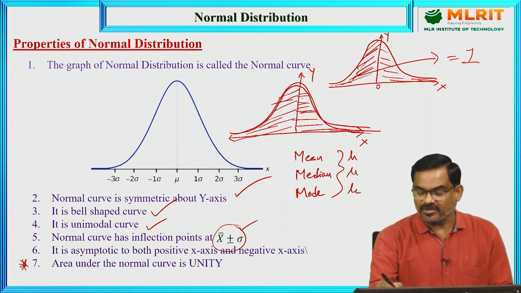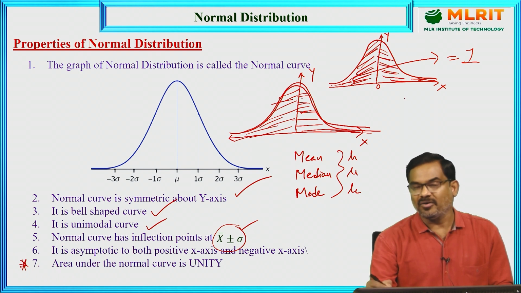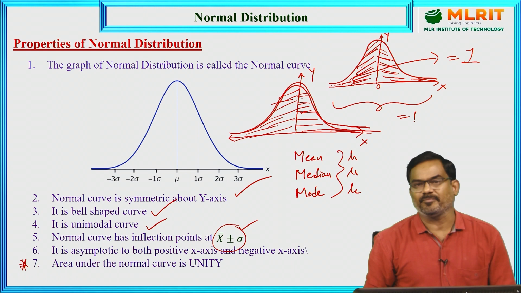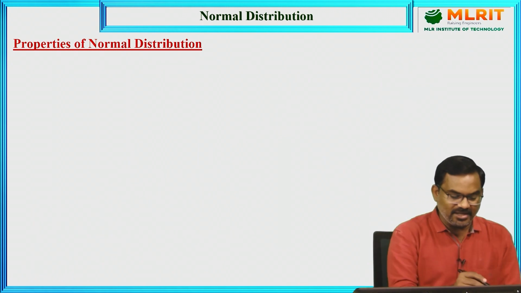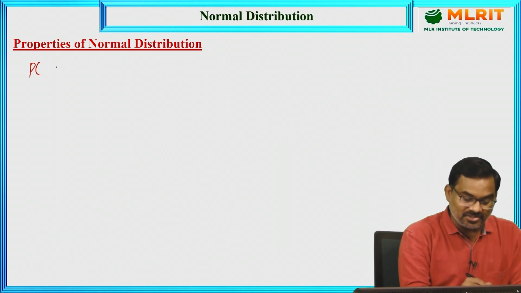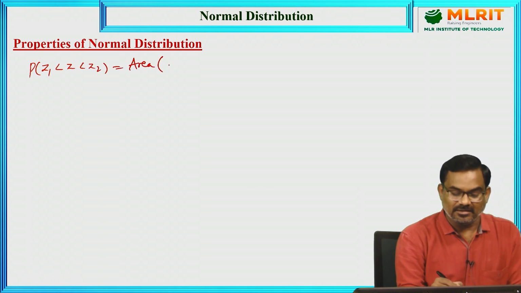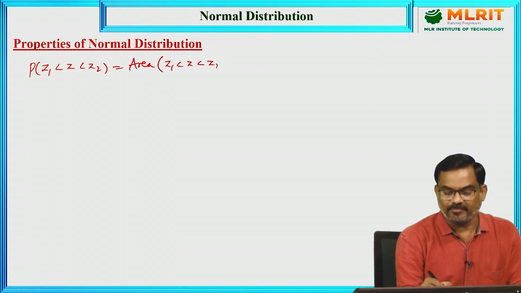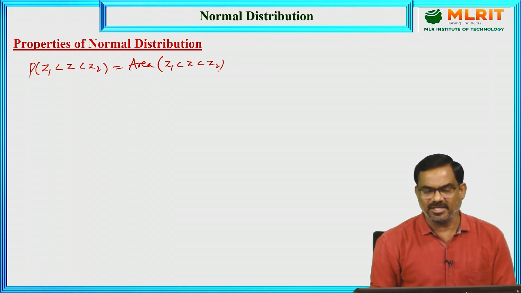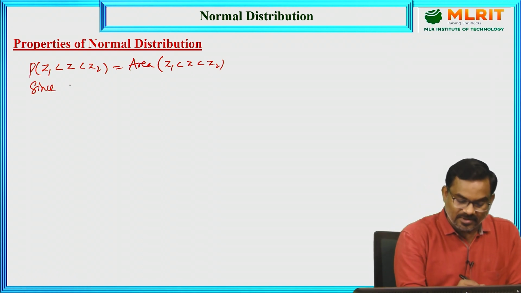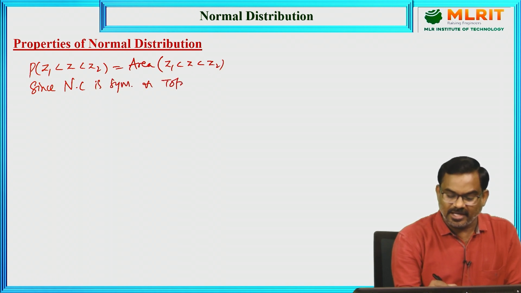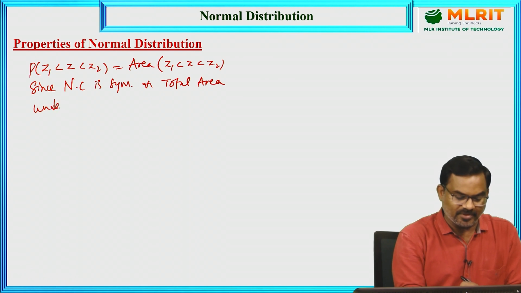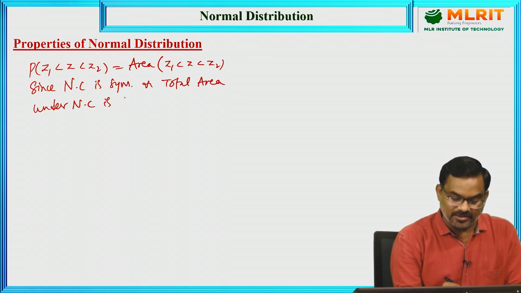this half portion is the same as the remaining half portion, and we know that the total area is equal to 1. So here area and probability are one and the same. So finding the probability that z lies between two values means finding the area where z lies between these two points. So probability or area are one and the same, and the total area under the normal curve is unity.